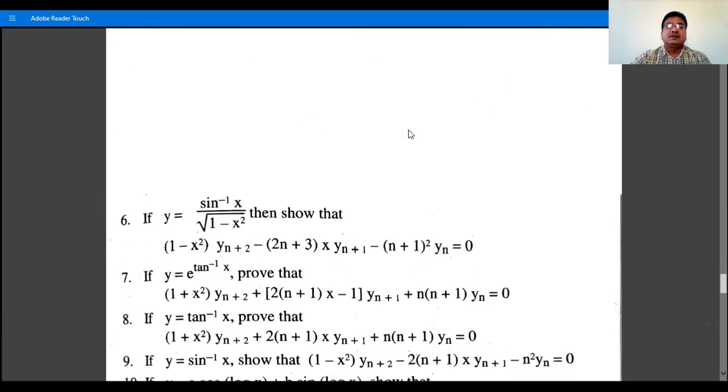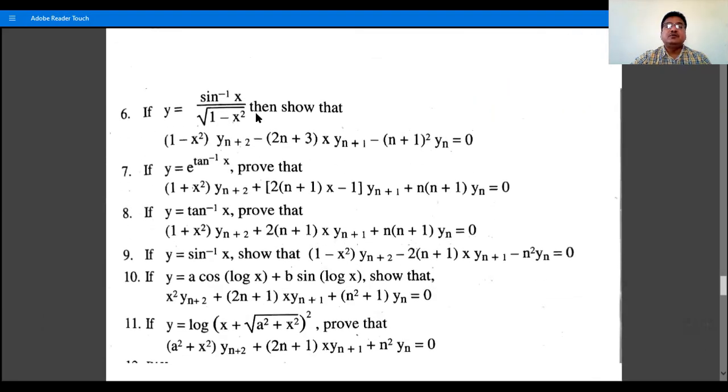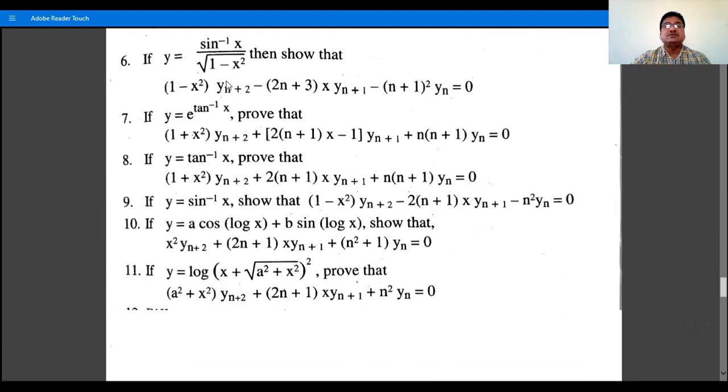Okay, these are the examples for homework. y is equal to sin inverse x divided by root (1 minus x square). So shift this root (1 minus x square) to the LHS, square both sides, and then solve. Then solve the equation by differentiating 2 times.